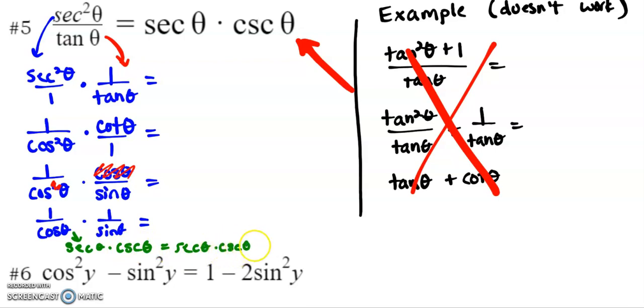But you kind of need to see this step right here where we split that up and change it so we get all of our sines and cosines in order to make that happen.